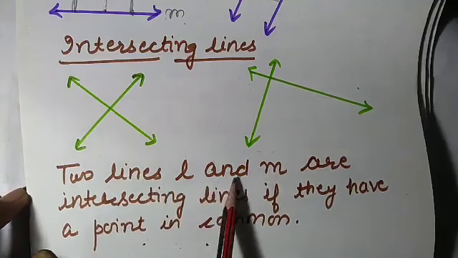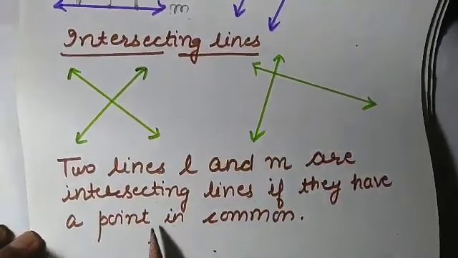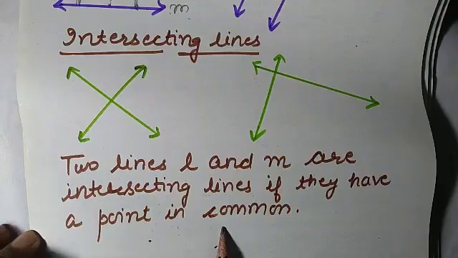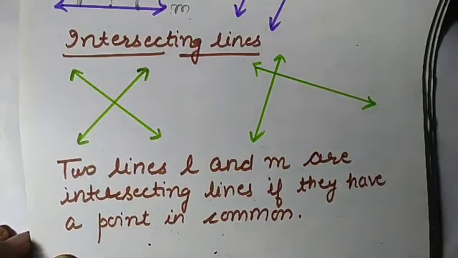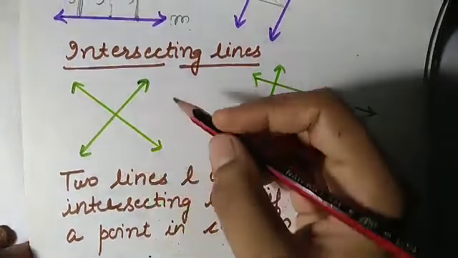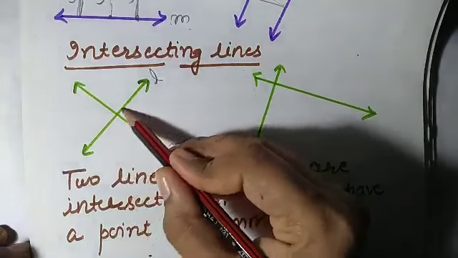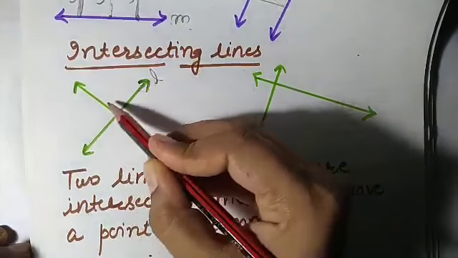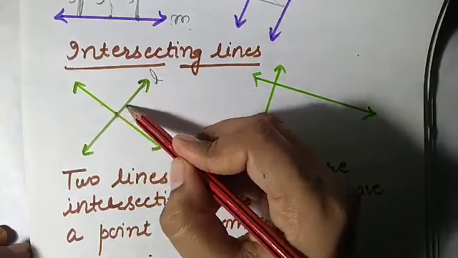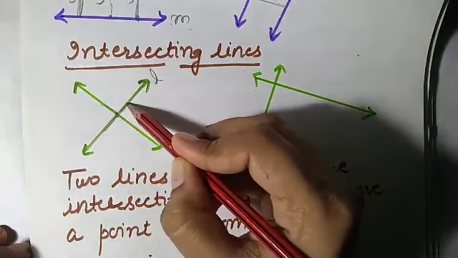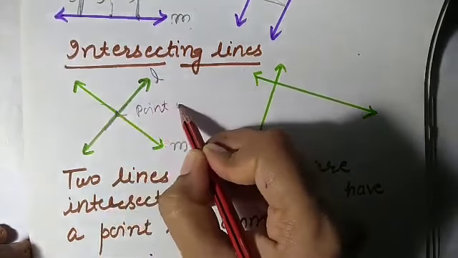Two lines L and M are intersecting lines if they have a point in common, or you can say if those two lines intersect or meet. So here I am taking an example. Suppose this is line L and this is M. They both have one point in common. Both the lines have one point in common. Okay, so this is known as the point of intersection.